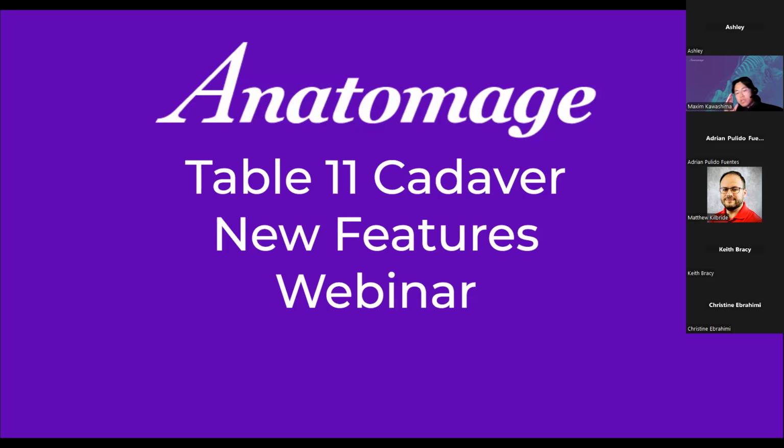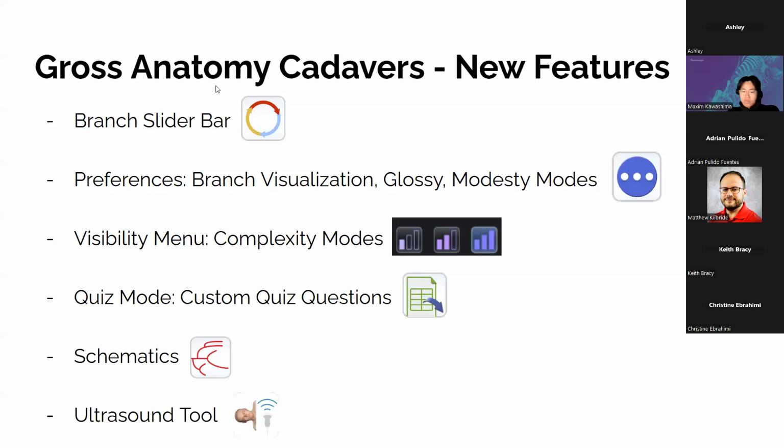Today we're just covering our table 11 in terms of our cadaver and the new features and tools that we have added to our cadavers. Right here is pretty much an overview of the features that I will be covering in this session. We have a new branch slider bar feature to our current slider bar. In our settings, there is something we call the preferences icon that will have three new modes available: the branch visualization, the glossy, and the modesty modes that have been added.